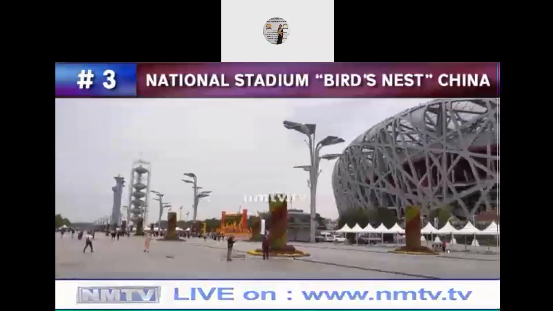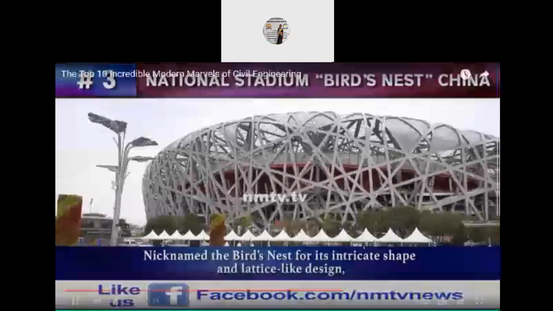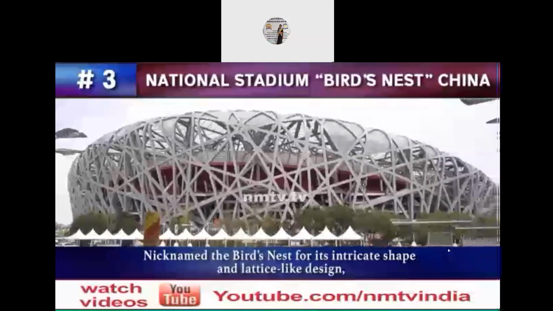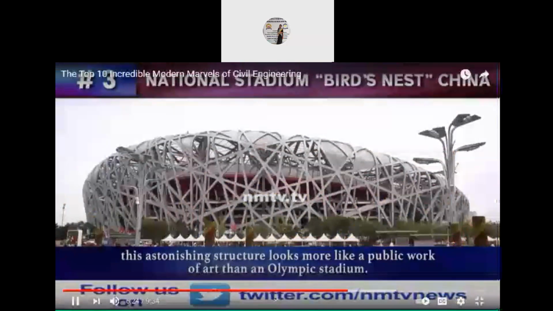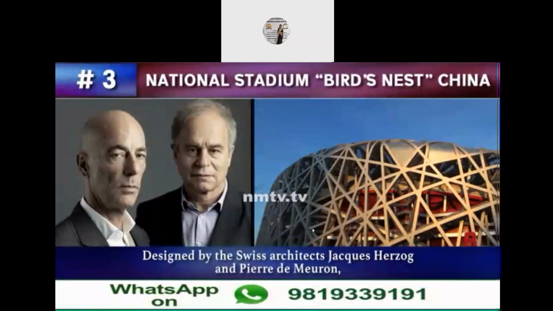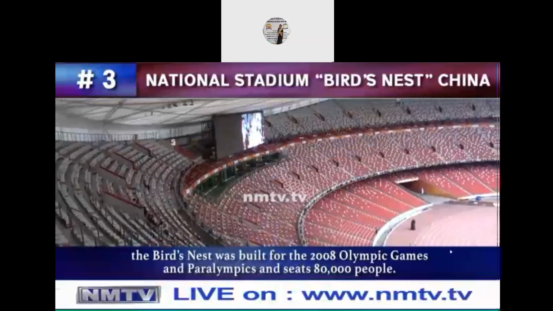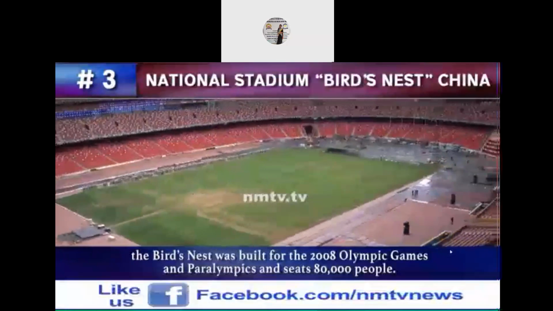At number 3 is the National Stadium, also known as the Bird's Nest, in China. Nicknamed the Bird's Nest for its intricate shape and lattice-like design, this astonishing structure looks more like a public work of art than an Olympic stadium. Designed by Swiss architects Jacques Herzog and Pierre de Meuron, the Bird's Nest was built for the 2008 Olympic Games and Paralympics and seats 80,000 people.